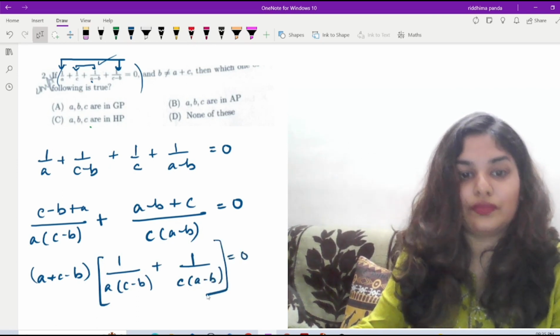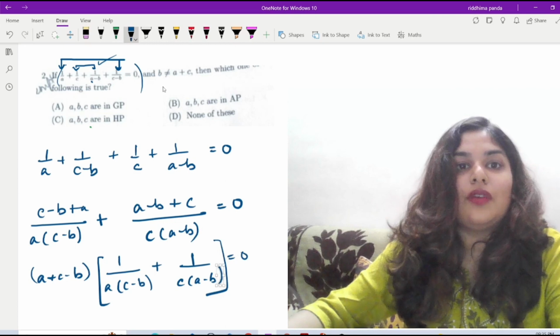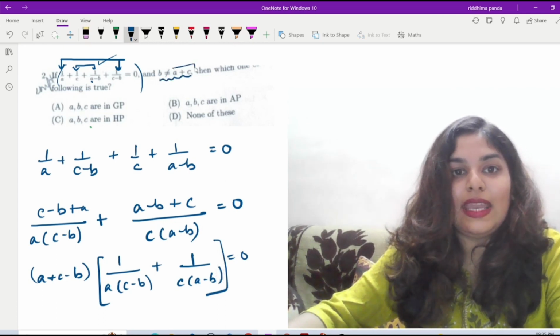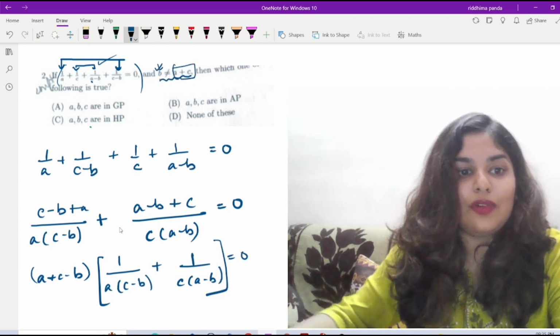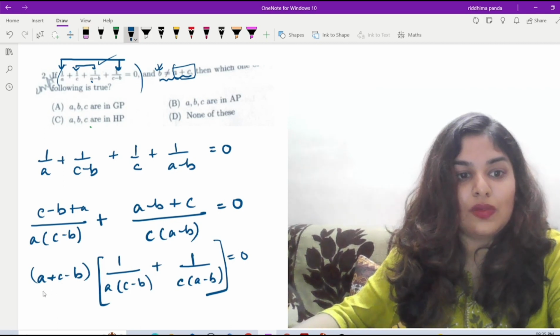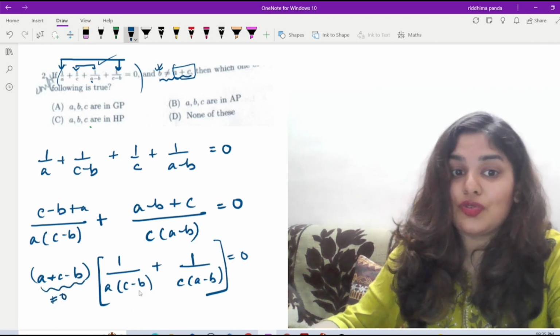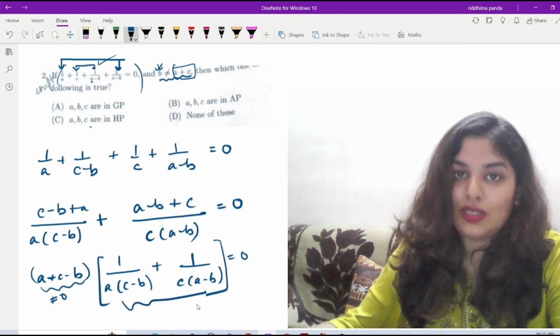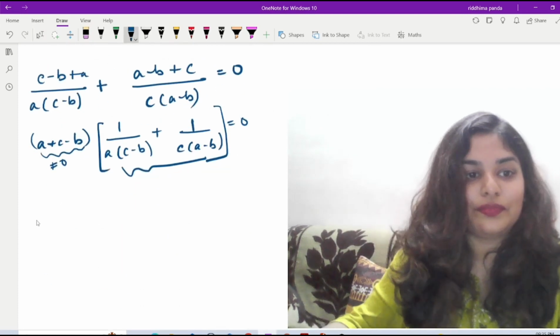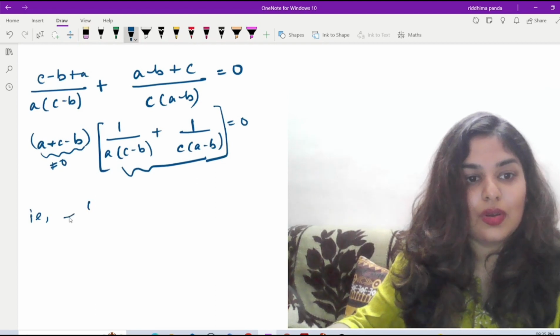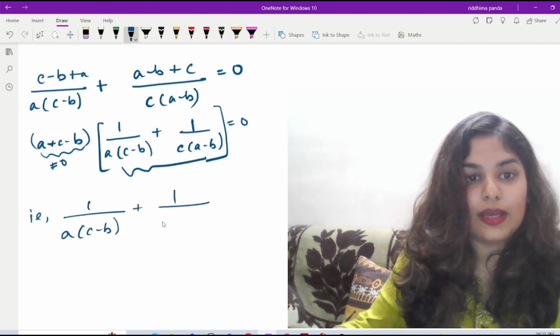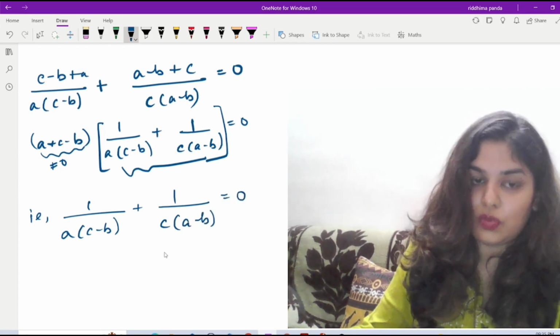Correct? Now, from the second condition, it is clear that A plus C is not equal to B. That means A plus C is not equal to B, so this part cannot be 0. So for this equation to be 0, I need this to be 0. So that is 1 by A into C minus B plus 1 by C into A minus B is equal to 0.